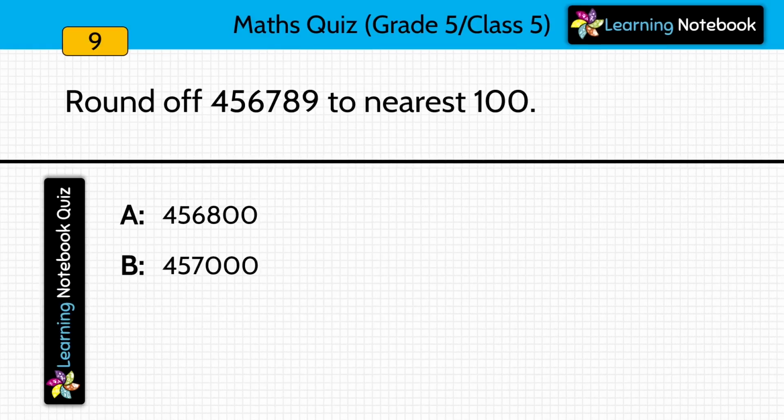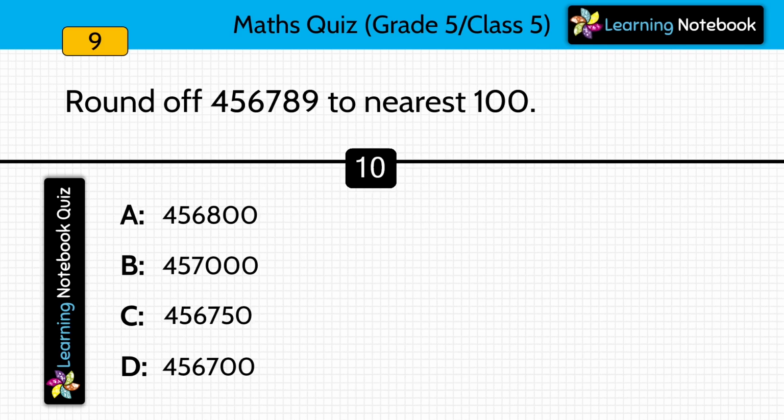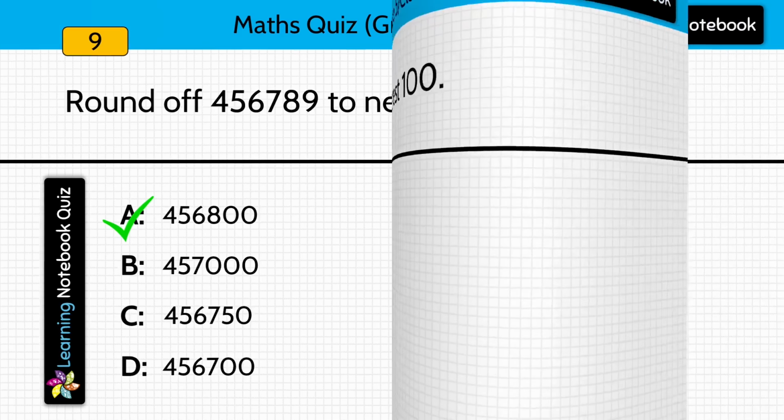Round off this given number to nearest 100. Look at the options. You have to round off this number to nearest 100. What will be the answer? Yes, answer is option A, 456800. This is the answer.